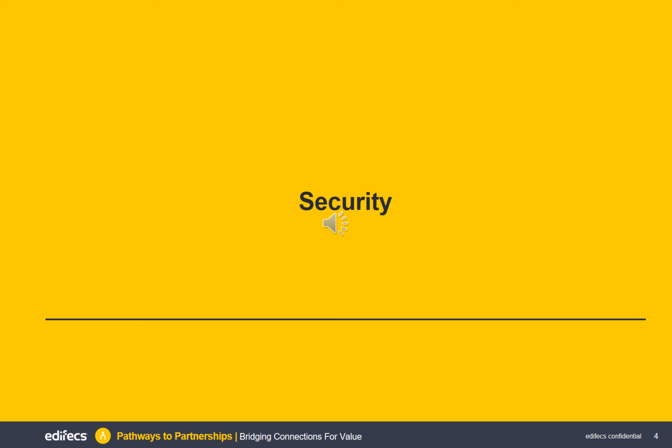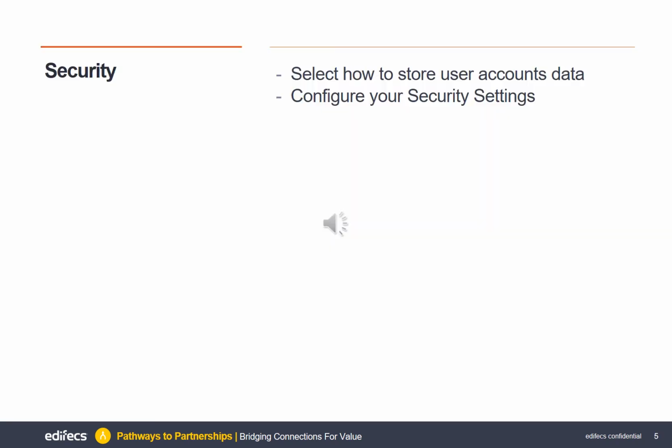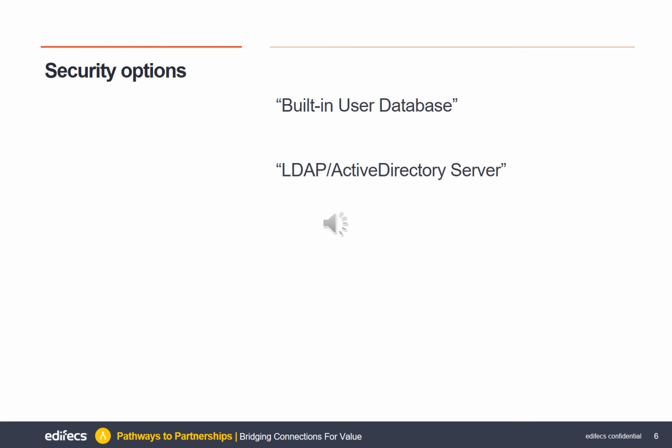Security. The first thing we're going to talk about is security. In state management, you can select how to store user accounts data and configure settings. You can store state management user accounts data in a local database or use LDAP or Active Directory server to enforce authorization. You can use the following security options: built-in user database or LDAP Active Directory server.